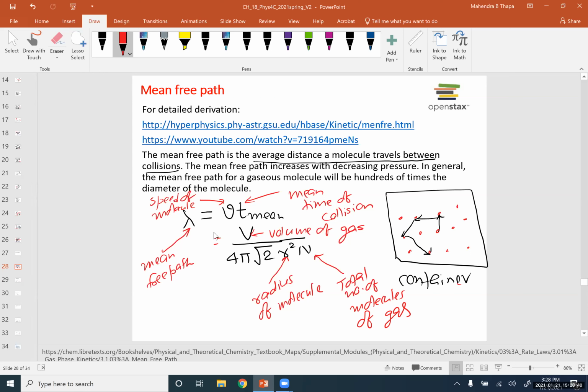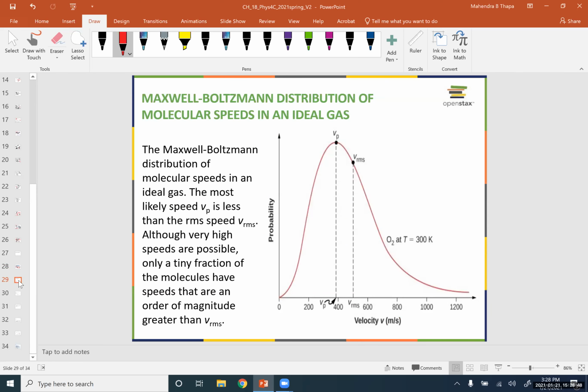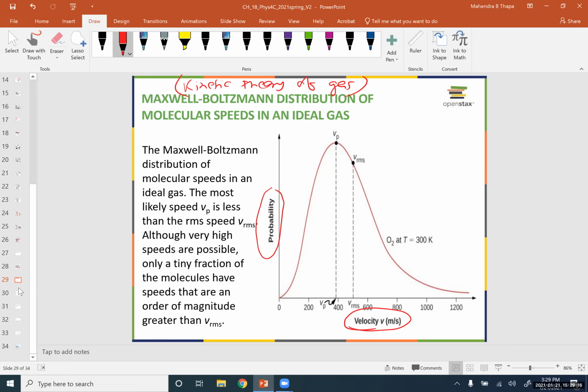And clearly it depends upon the volume, it also depends on the radius, and it also depends on the number of atoms present in this container. So based on the kinetic theory of gas that we have done so far, this also gives what is called the Maxwell-Boltzmann distribution of gas molecules. Means if you plot a graph of v along the axis X and the probability along the axis Y, we can get this kind of plot.